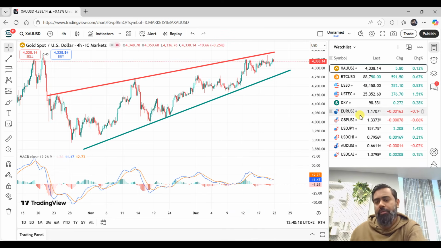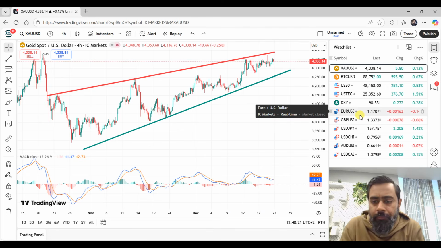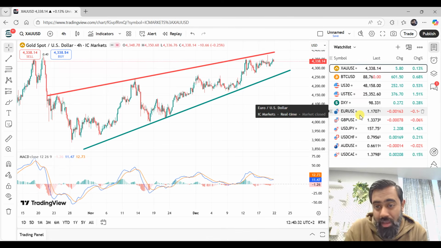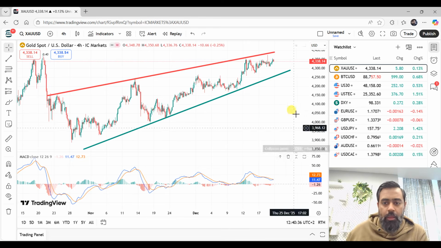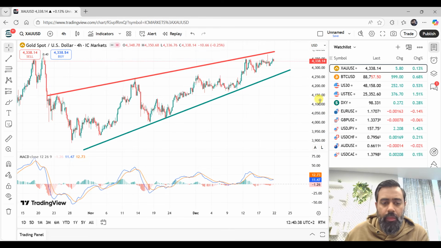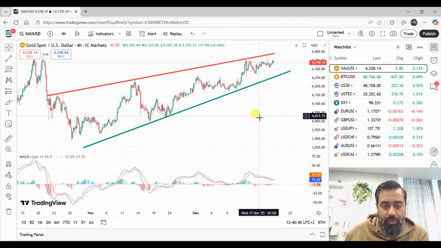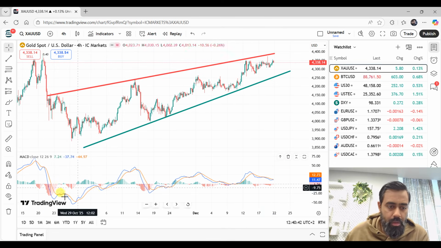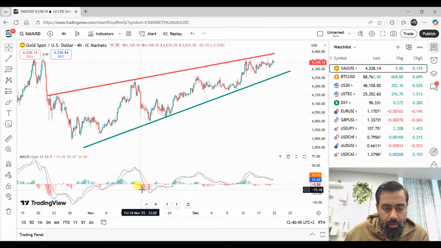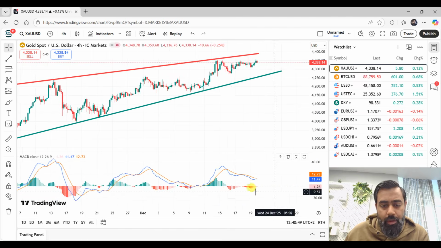If I decide to trade Euro USD, GBP USD, USD JPY, USD CAD, then I can consider buy and sell trades. But when it comes to gold, BTC, Nasdaq, I will always put buy trades. So it's very simple, very simple. So the dark maroon or the dark red, let me just make it bigger so you guys understand.